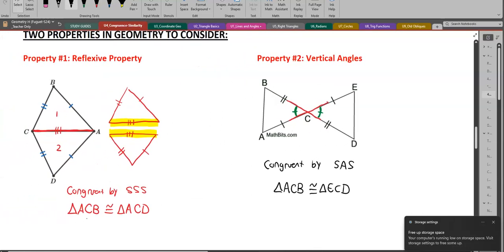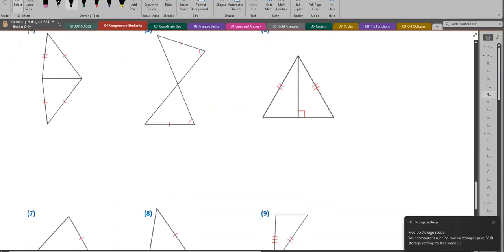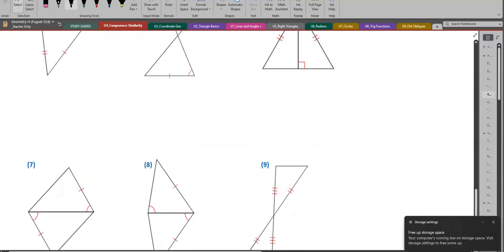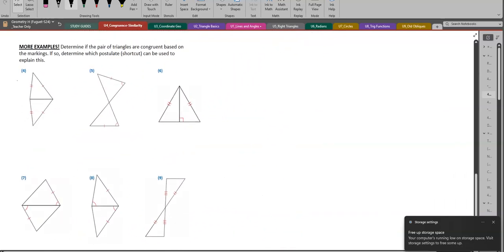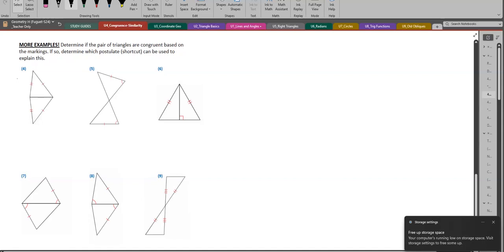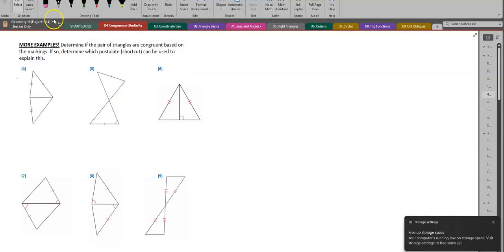All right, so let's try a couple of these before we wrap up our lesson. There are a total of 6 examples here that I want you to try. On these more examples, go ahead and pause this one last time and see if you can try these out.